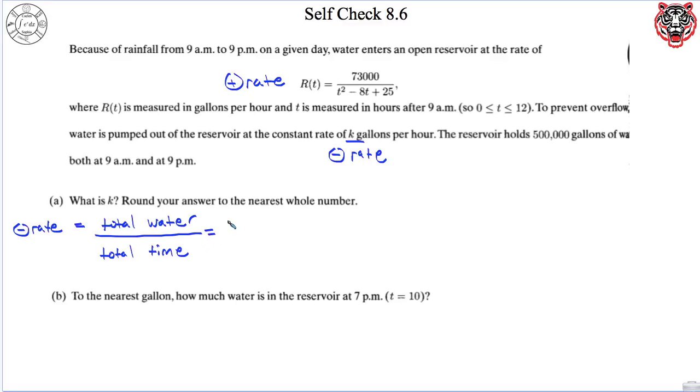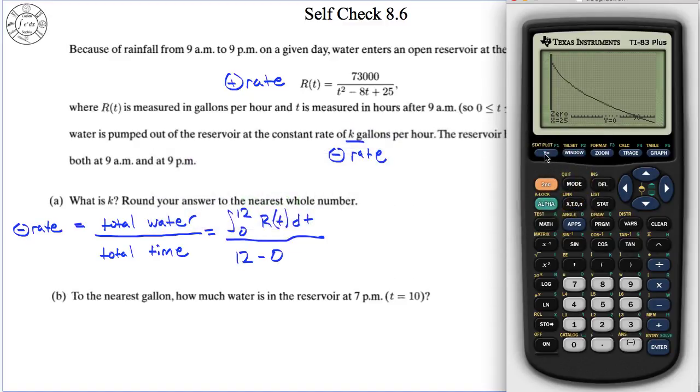So the total water, that's going to be the integral between 0 and 12 of this function. I'm just going to put R(t) dt. And that's going to be divided by total time, which is 12 minus 0. All right, calculators, here we go.